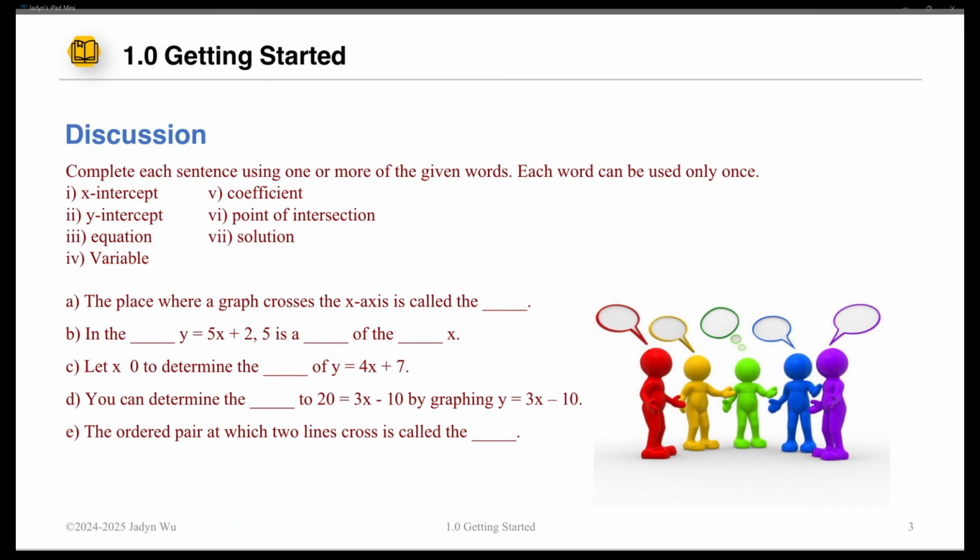So for the first question, the place where a graph crosses the x-axis is called the, as we have just reviewed, x-intercept, or number 1.